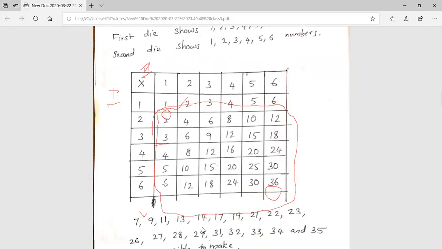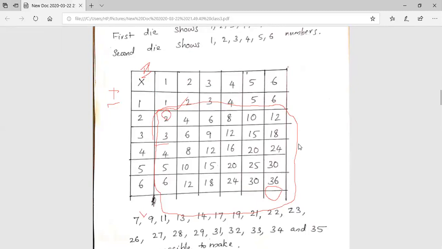So we are listing the numbers down that are not in this table, that is less than 36. The numbers should be less than 36 and should not be in this table. Okay, these are the numbers: 7, 9, 11, 13, 14, 17, 19, 21, 22, 23, 26, 27, 28, 29, 31, 32, 33, 34, 35. These are the numbers that are not in the table. These are impossible numbers.